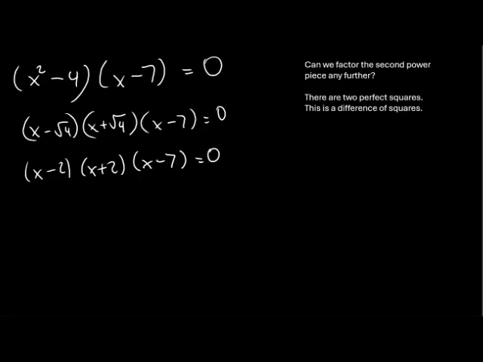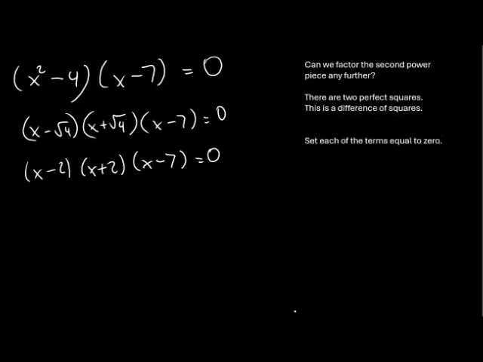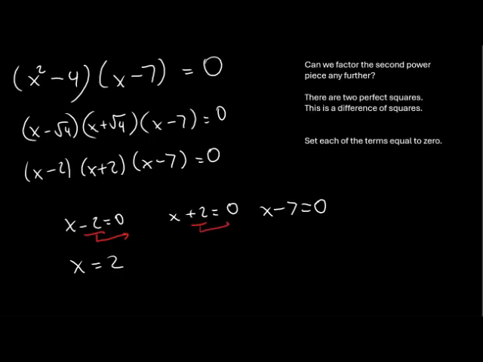Now that we have our expression completely factored, with all of the terms being first power, we'll set each of our terms equal to 0. We'll have x minus 2 equals 0, x plus 2 equals 0, and x minus 7 equals 0. For x minus 2 equals 0, we'll take the negative 2 and move it to the right, giving us x equals 2. For our second equation, we'll take the plus 2 and move it to the right also, giving us x equals negative 2. And for the x minus 7 equals 0, we take the minus 7 and move it over, again changing its sign, giving us x equals 7.